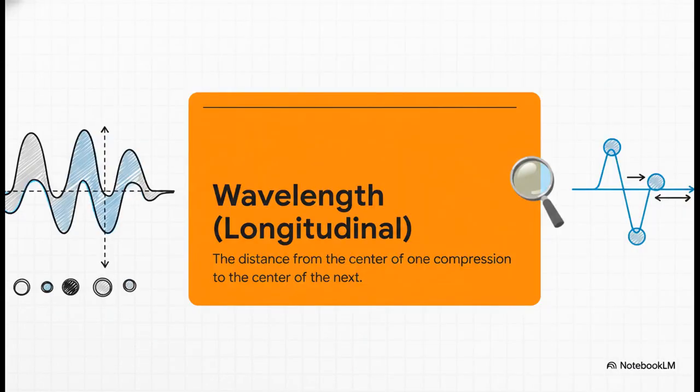And you know what? We can still measure its wavelength. For this kind of wave, it's the distance from the middle of one of those bunched up areas, a compression, to the middle of the next one. It's the exact same idea as measuring from peak to peak, just applied to a pressure wave.